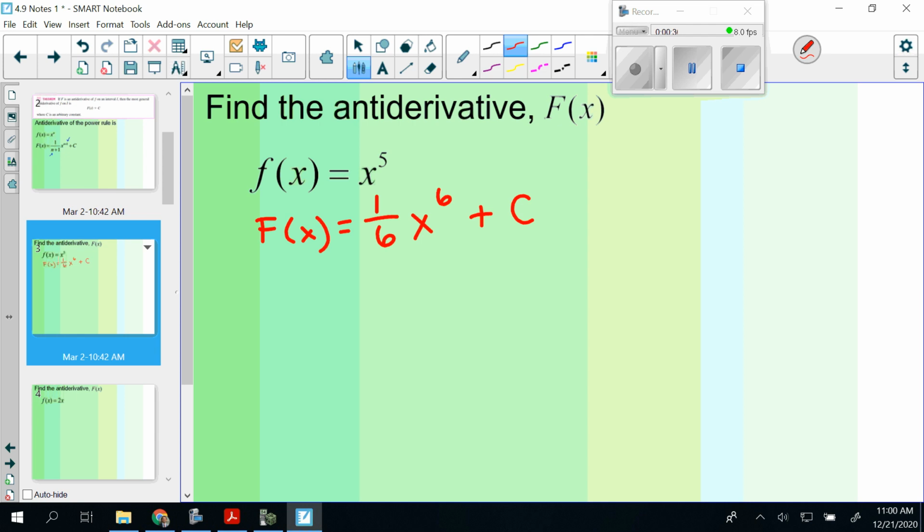So if we were to find the derivative of this now, it would equal x to the fifth power, because our 6 would come down, and 1/6 of 6 is 1, and then the derivative of a constant is 0, so there is our answer.